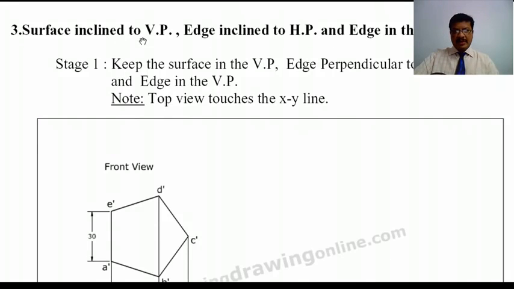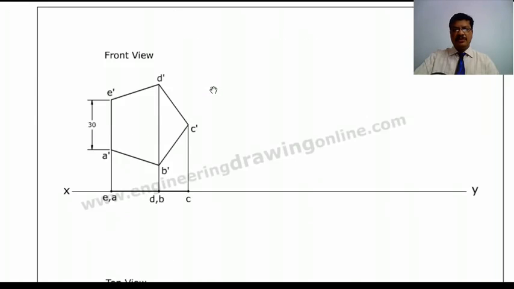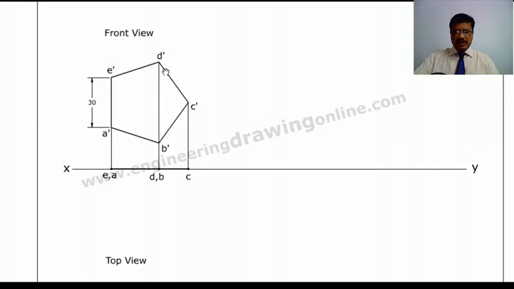Now when the surface is parallel to VP, we will get the true shape and size of the surface in the front view. So we have to start our problem from the front view. After that, obtain the top view. Here the top view lies on the XY line because one edge is in the VP. Edge in the VP means that when we make the surface parallel to VP, the entire surface will be in the VP. Then automatically we will get the total top view on the XY line.